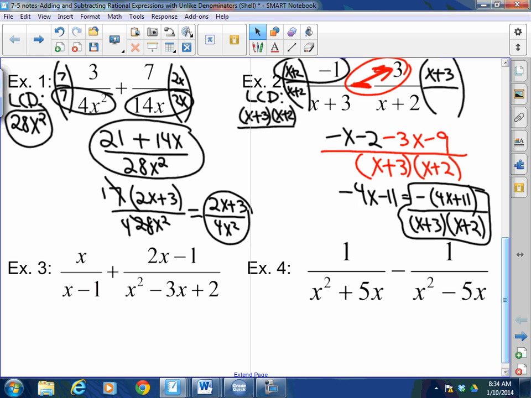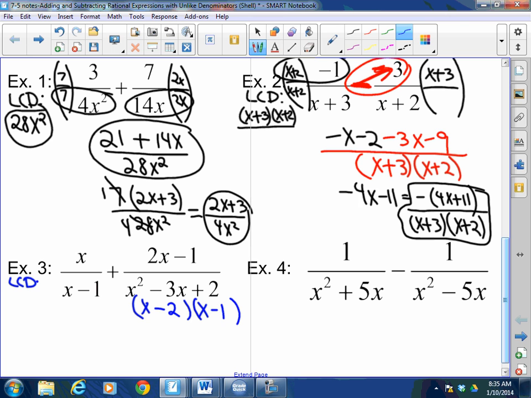We're good? Okay. Let's continue then. Okay, here the LCD is not so evident. We're going to have to actually factor. So let's factor. What times what is positive 2, and the sum I have to get is negative 3? Negative 2, negative 1. Thank you. So, what is the LCD here, my friends? X minus 1, because there's an x minus 1 in both of them, and an x minus 2. Done. You with me?